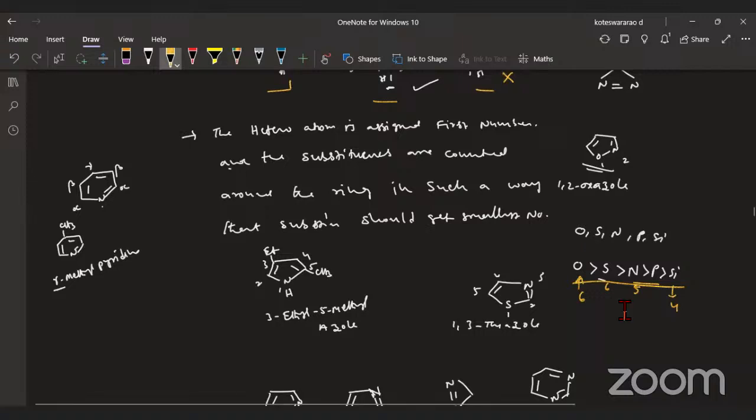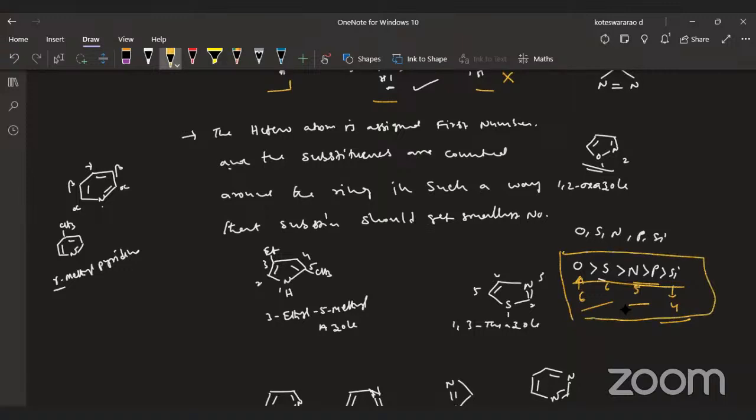Silicon is the 4th group. Look here. This is the 6th group element, this too, this is the 5th group, this is the 4th group. Based on this criteria, we need to take the priorities. Based on the priority, we need to assign the names whenever the compound has more than one heteroatom present in it.